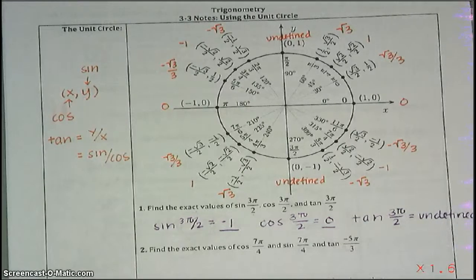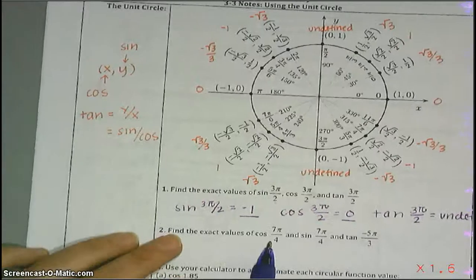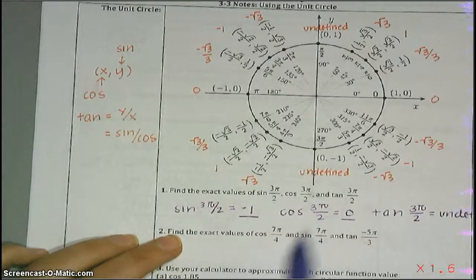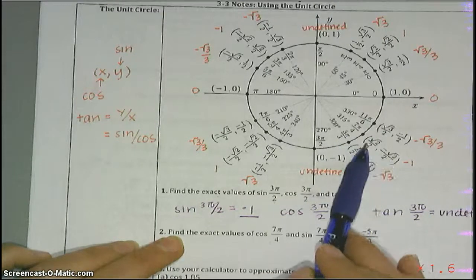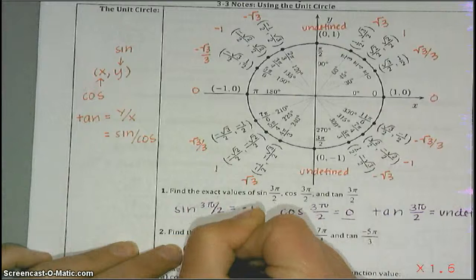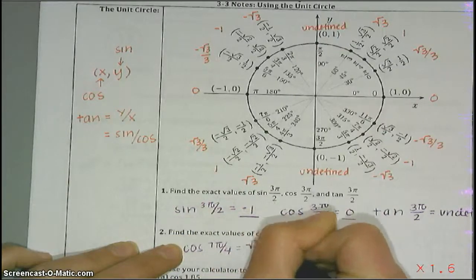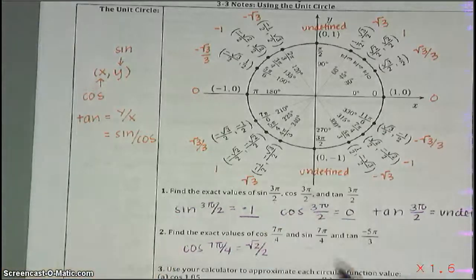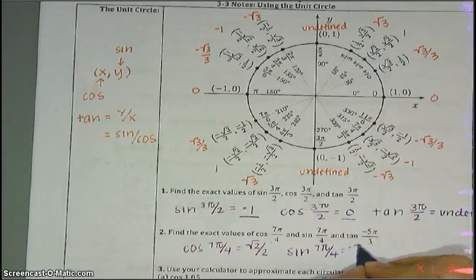There might be values that aren't on there. For example, -5π/3, you would have to add a rotation. We'll get there in a second. But this next one's asking for 7π/4. So all you have to do is locate 7π/4 on your unit circle, which is right here at 315 degrees. Cosine at 7π/4 is square root of 2 over 2. And it's positive. Sine at 7π/4 is negative square root of 2 over 2.